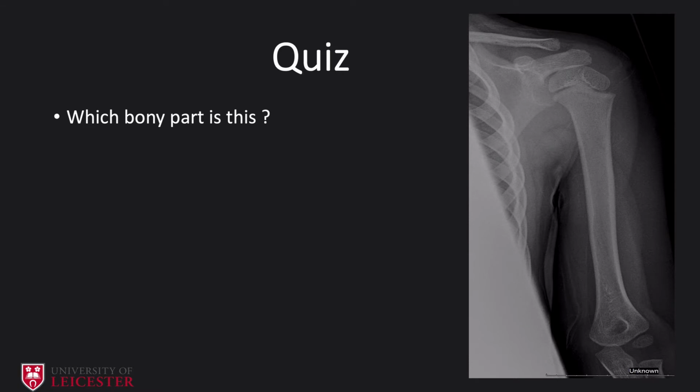The second quiz: the bone is the left humerus. Why? Because you can identify the left shoulder joint on the upper part of the image and the elbow joint on the lower part of the image. So which bony part is highlighted with red? Yes, it is the metaphysis because it is the widest part of the bone. Besides, there is a radiolucent line separating the metaphysis from the overlying epiphysis, which represents a growth plate.